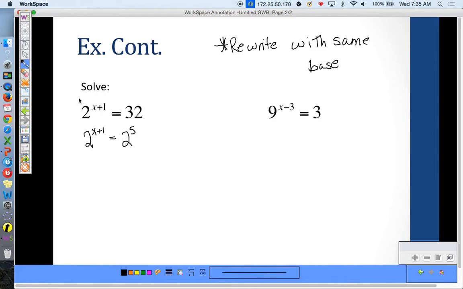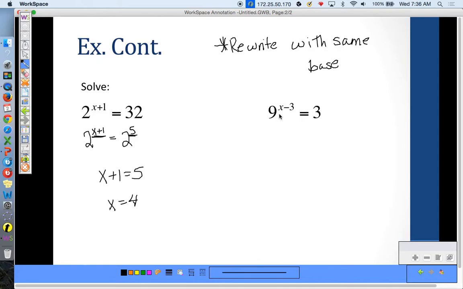I think I skipped a slide, so we'll go back to that first one. If you're looking at this and wondering where they are, this is already that second slide. So now that our bases are the same, we can take our exponent parts and set them equal. So x plus 1 equals 5, so x has to equal 4.